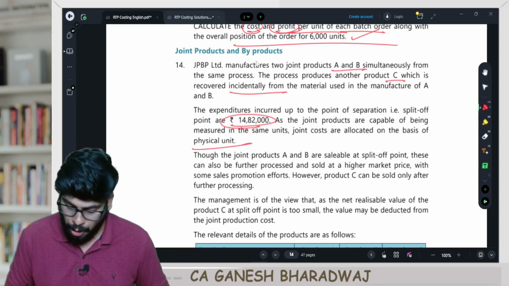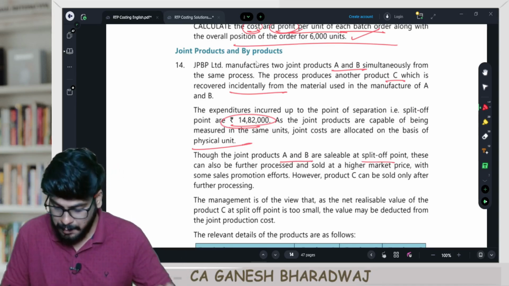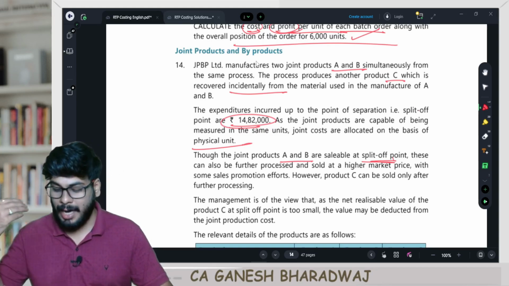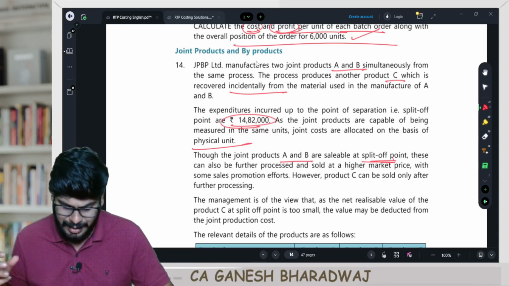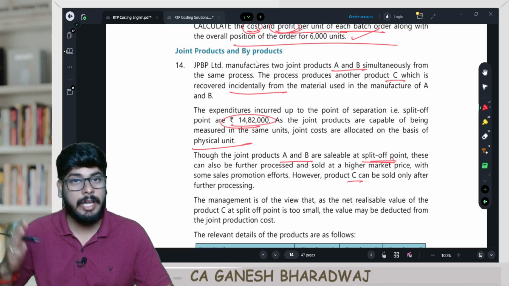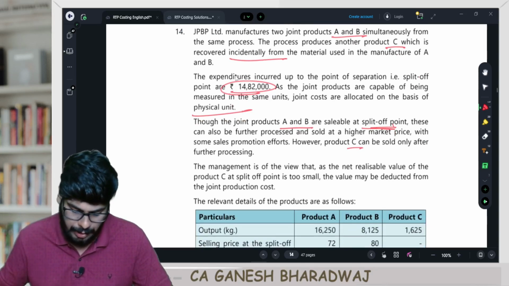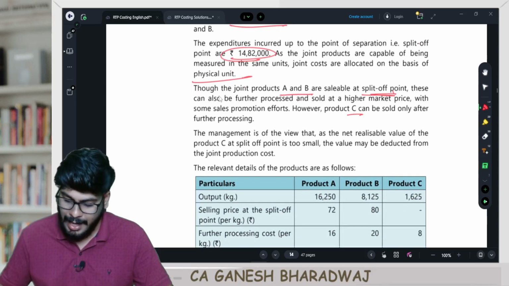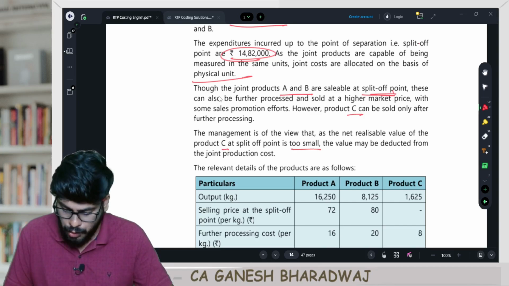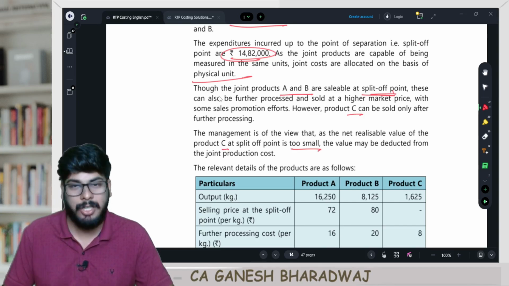Though the joint products A and B are saleable at the split off point, these can also be further processed and sold at a higher market price with some sales promotion efforts. However, product C can be sold only after further processing. The management is of the view that as the net realizable value of product C at the split off point is too small, the value may be deducted from the joint production cost.